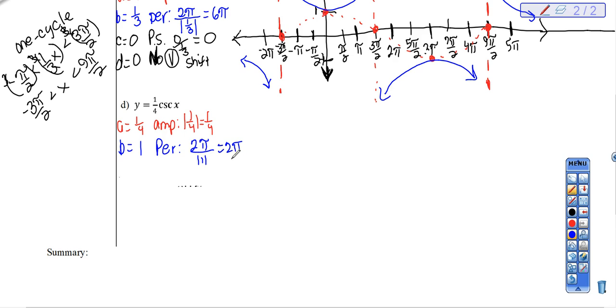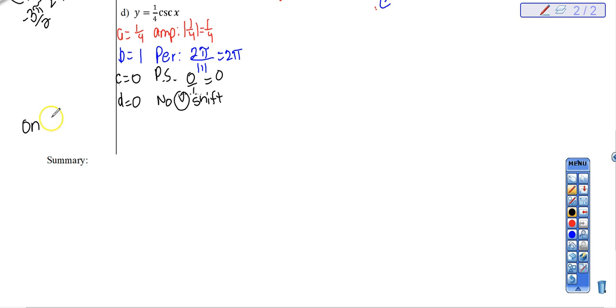That's nice. It's always nice when you don't have to do a period change or a phase shift. Your C term is 0. And your phase shift then, 0 over 1, which is 0. D term is also 0. So no vertical shift indicated. And then one cycle. I can spell the word cycle.